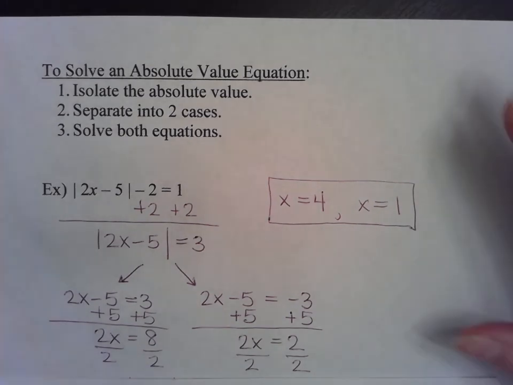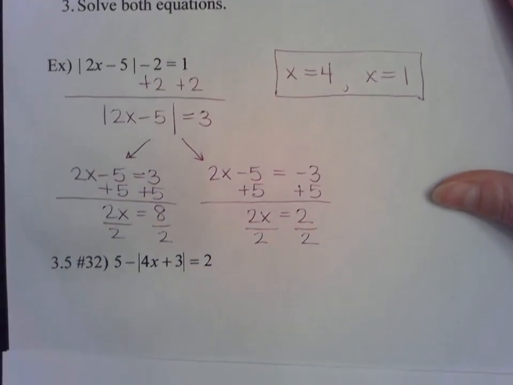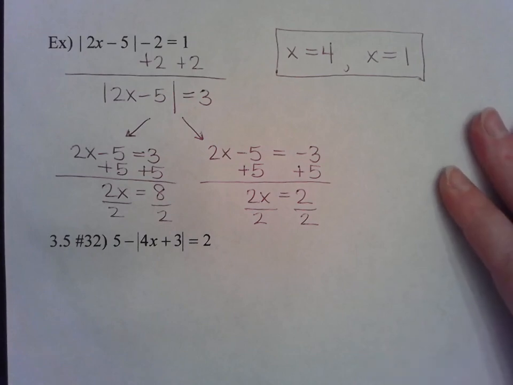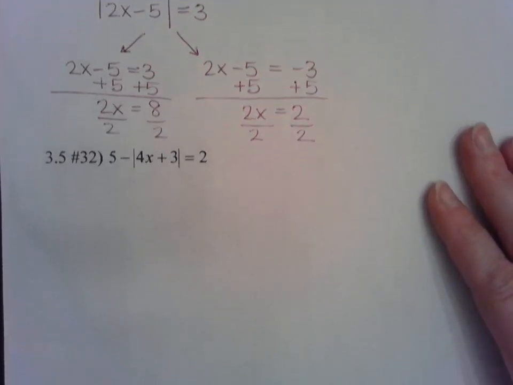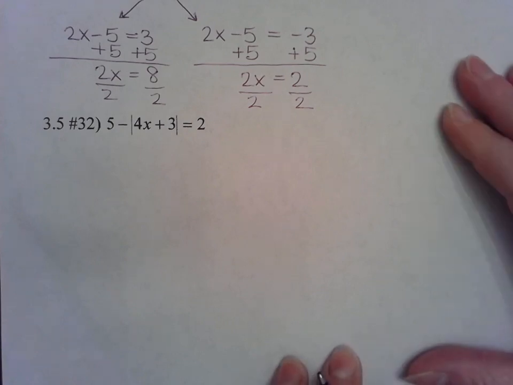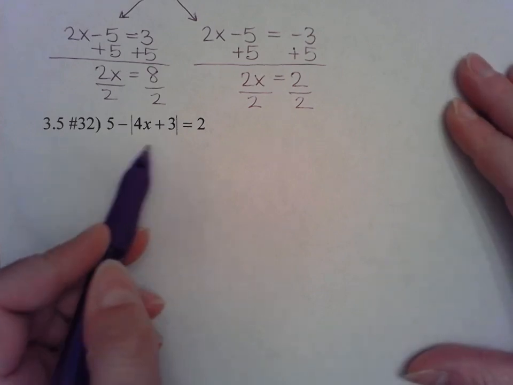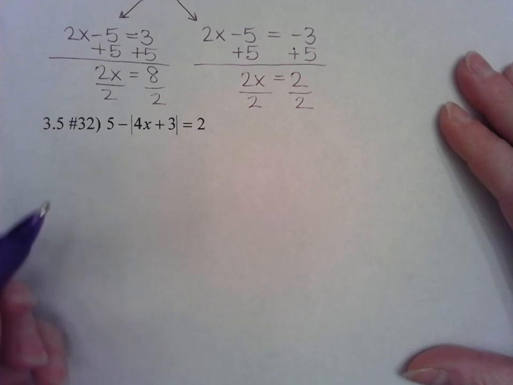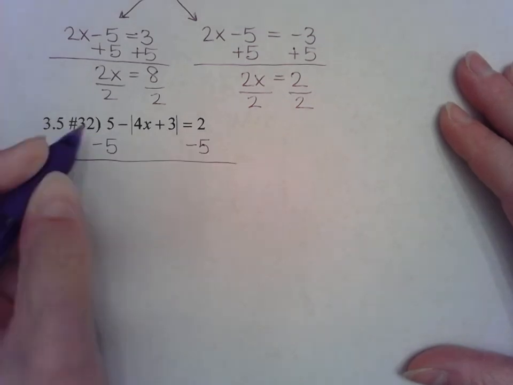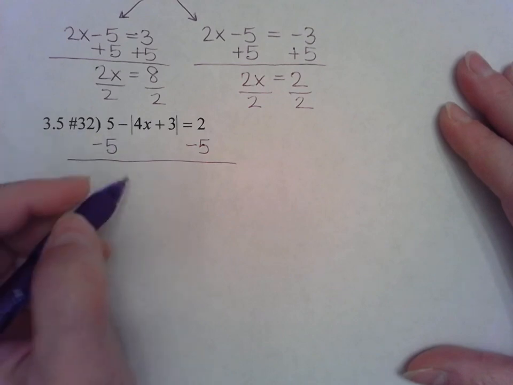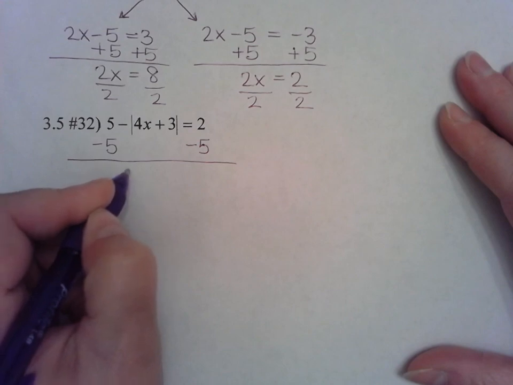Let's try one more. This one's from your book. This time we have 5 minus the absolute value of 4x plus 3 equals 2. So at the beginning here, we want to do the same first step. We want to get that absolute value part by itself. So I need to move this 5 over to the other side. It's positive 5 right now, so I'm going to subtract 5. I'm still going to have this negative sign. So I'll deal with that in a second.